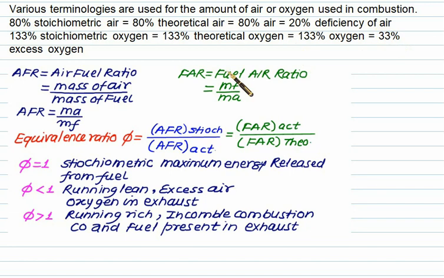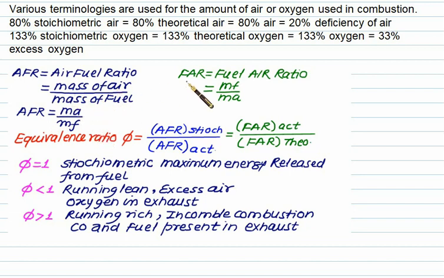And when we say that we have 133% of stoichiometric ratio, it means that we have 33% more oxygen theoretically, that is the excess oxygen. To include this, we define one ratio called the air-fuel ratio, which is simply defined as the mass of air upon the mass of fuel.